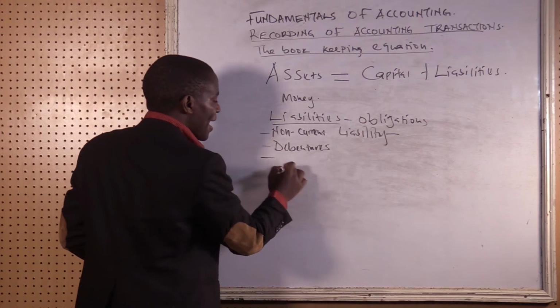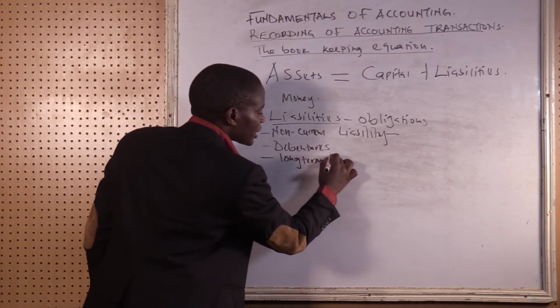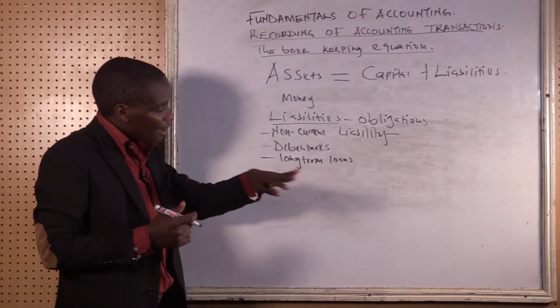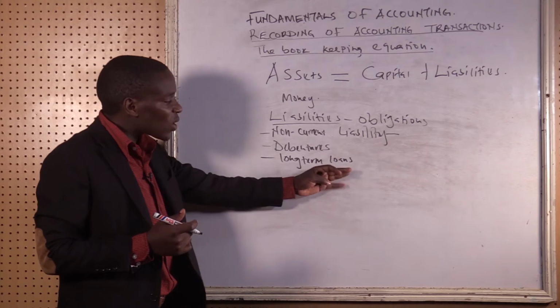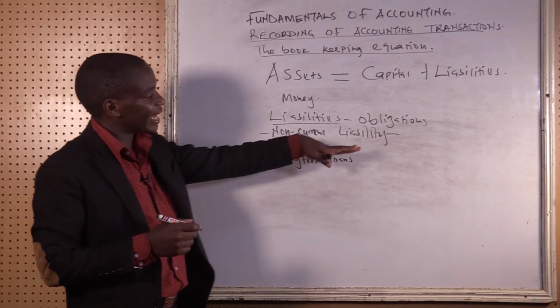We also have the long-term loans. These could be loans from banks, microfinance, SACCOs, and other sources. That is now the non-current liability.